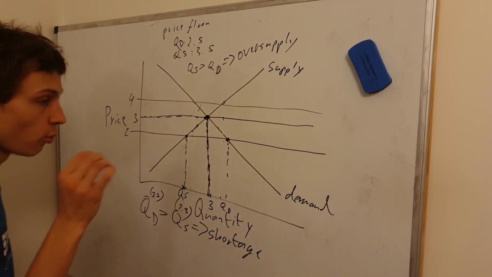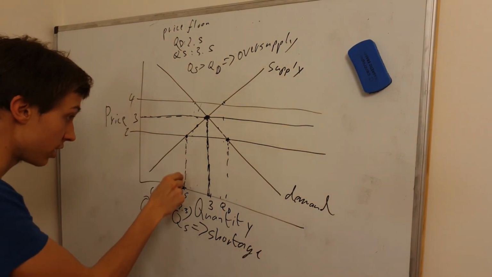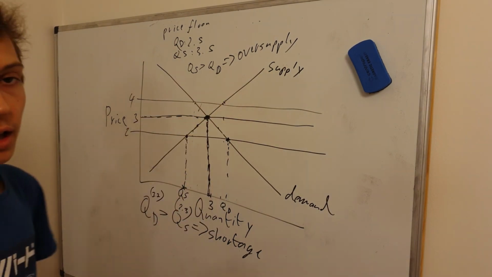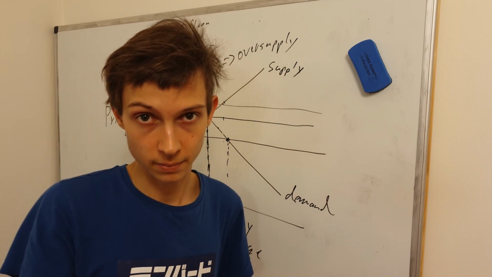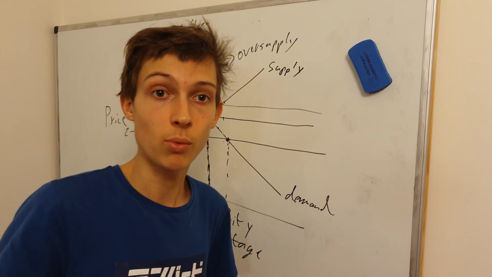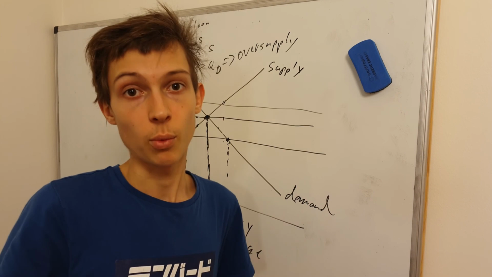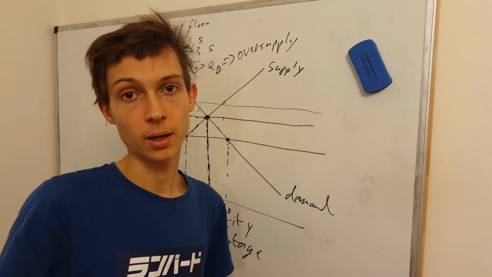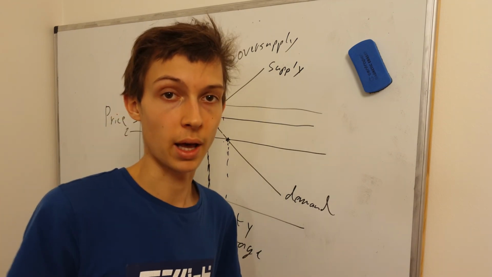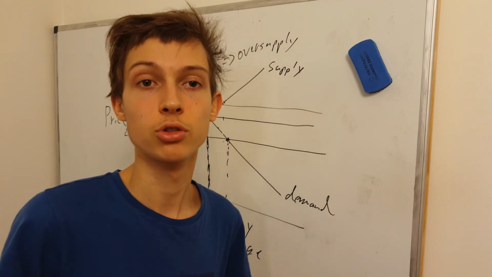The thing is, whenever quantity demanded, which you can trace back from these intersections, is higher than quantity supplied, that is a shortage. It means people want more than is available. When quantity supplied exceeds quantity demanded, that means there's an oversupply. Producers supply more than consumers are willing to buy.